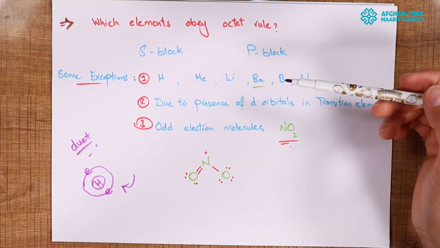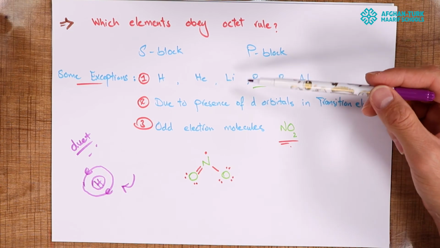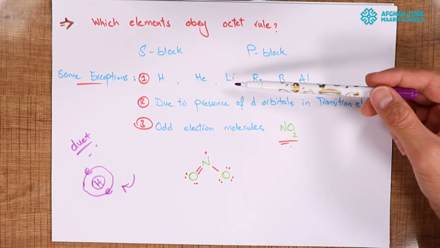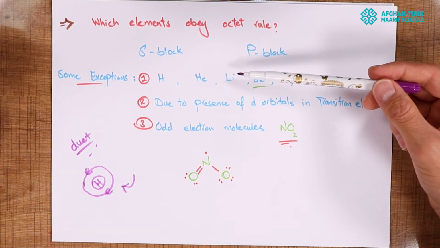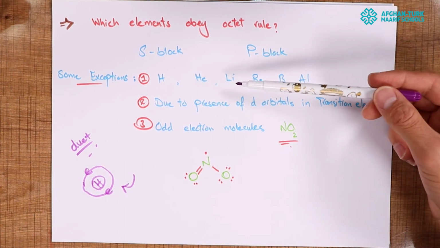And what about lithium? Lithium has only one electron in its outermost shell. It has two shells. The first shell is filled with 2 electrons, and the last shell has 1 electron. It can never achieve an octet.